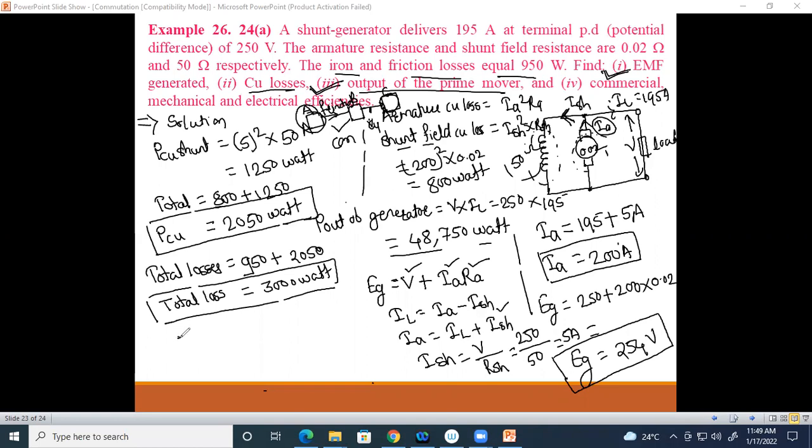See, the output of the prime mover is equal to the input of the generator. Input is equal to the power output P out plus all these losses. P out plus total losses is the input of the generator. Total losses is 3000. So this is the third answer.